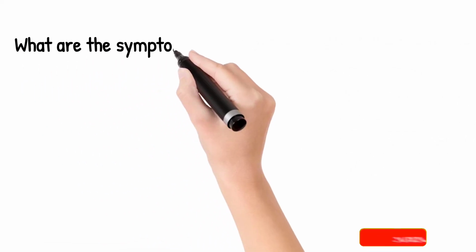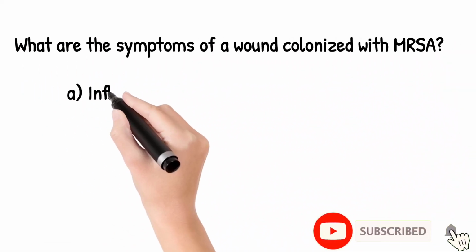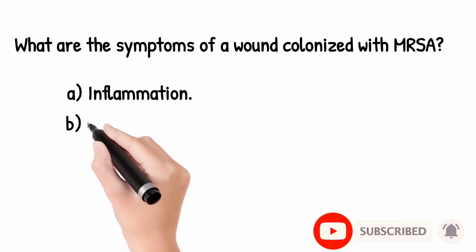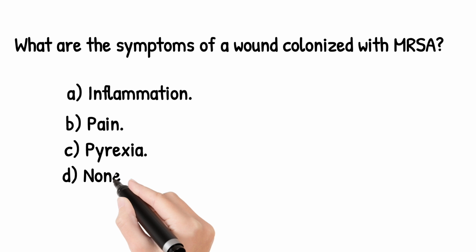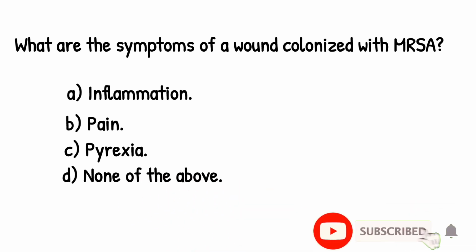What are the symptoms of a wound colonized with MRSA? The options are A. Inflammation, B. Pain, C. Pyrexia, D. None of the above.